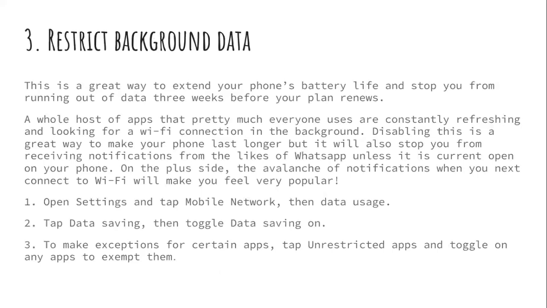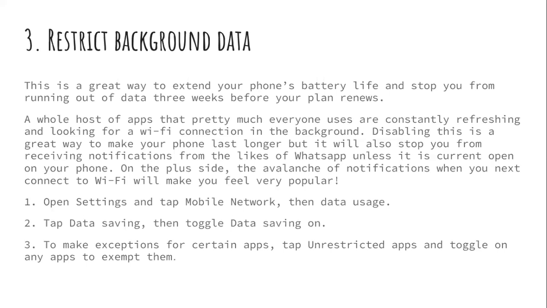And next we're going to talk about restricting background data. This is a great way to extend your phone's battery life and stop you from running out of data 3 weeks before your plan renews. A whole host of apps that pretty much everyone uses are constantly refreshing and looking for a Wi-Fi connection in the background. Disabling this is a great way to make your phone last longer, but will also stop you from receiving notifications from the likes of WhatsApp. On the plus side, the avalanche of notifications when you connect to Wi-Fi will make you feel very popular.